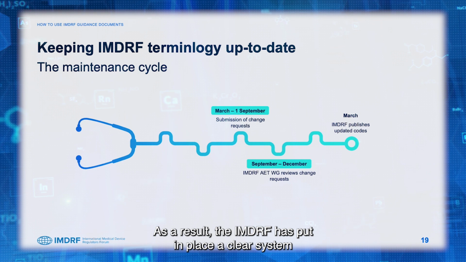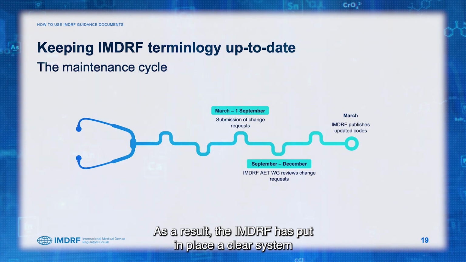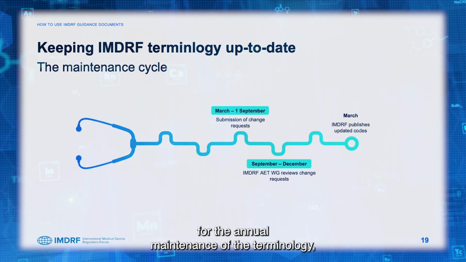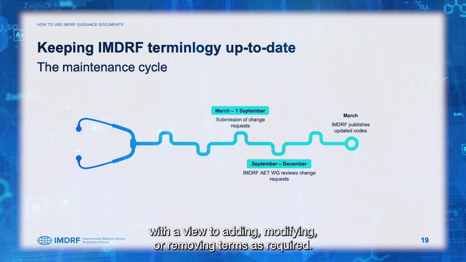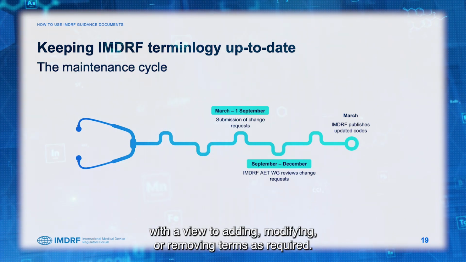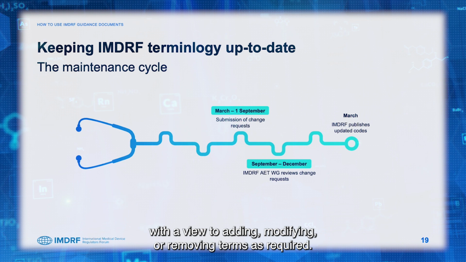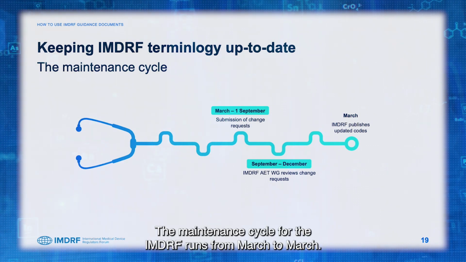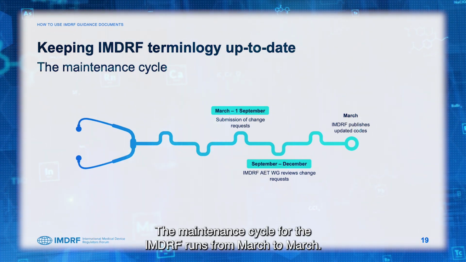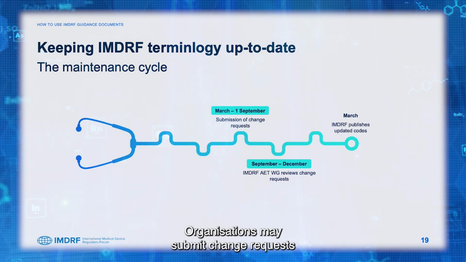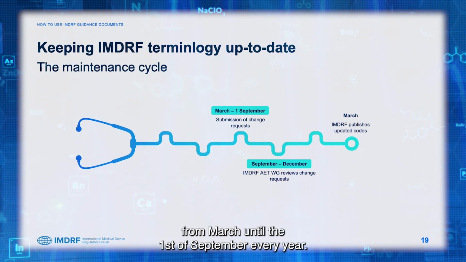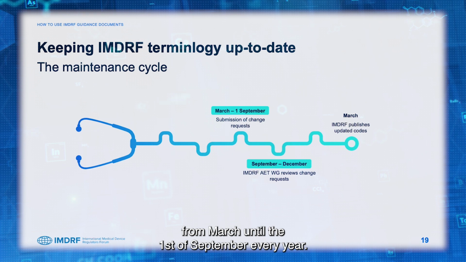As a result, the IMDRF has put in place a clear system for the annual maintenance of the terminology with a view to adding, modifying, or removing terms as required. The maintenance cycle for the IMDRF runs from March to March. Organizations may submit change requests from March until the 1st of September every year.